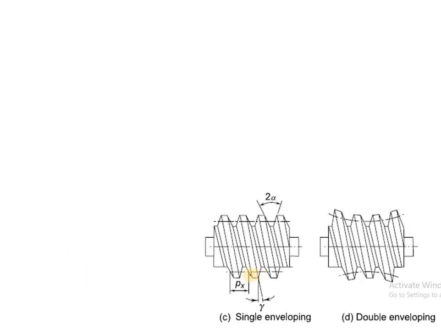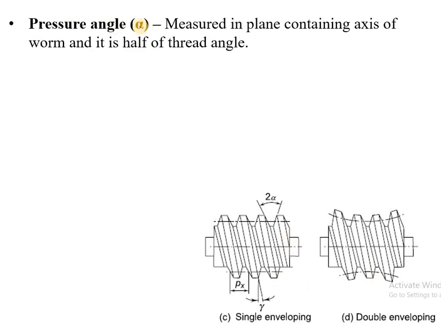Now here is another diagram, single enveloping and double enveloping. Before that we will see pressure angle, that is alpha. It is measured in the plane containing the axis of worm and it is half of the thread angle. So this one is the thread angle, which is given by twice alpha. So pressure angle is half of this thread angle, so it is alpha simply.